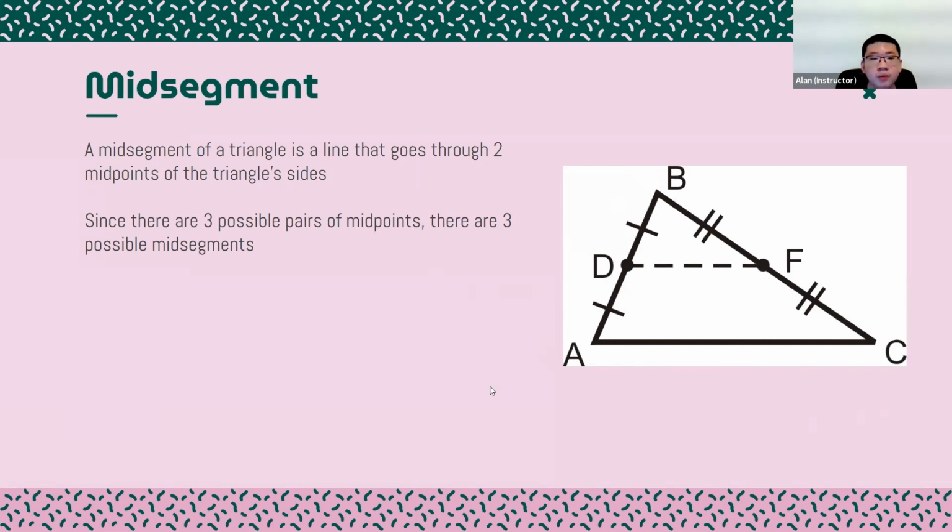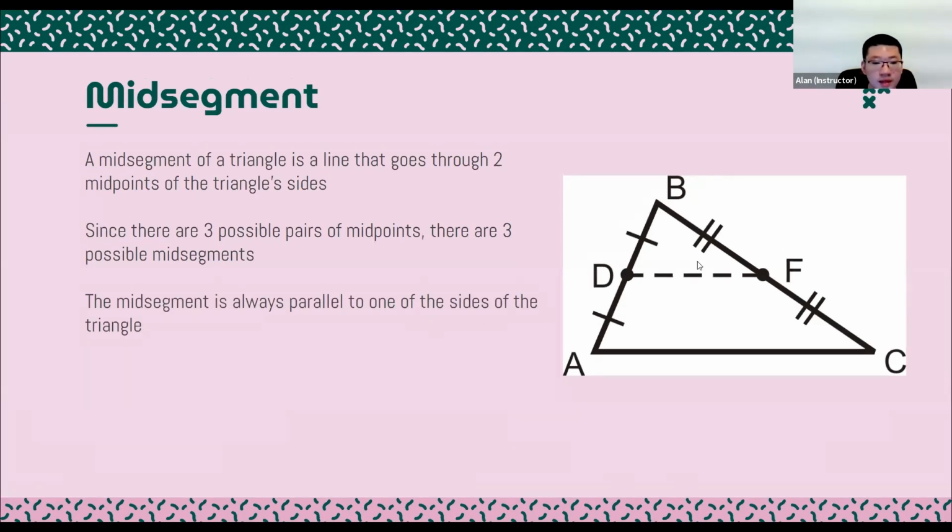There are some special properties for a midsegment. First of all, it's always parallel to one of the sides of the triangle. More specifically, it's parallel to the side of the triangle that didn't contribute a midpoint to make the midsegment. Also, the length of the midsegment is half the length of the side that it's parallel to. So in this case, the length of DF is going to be half the length of AC.